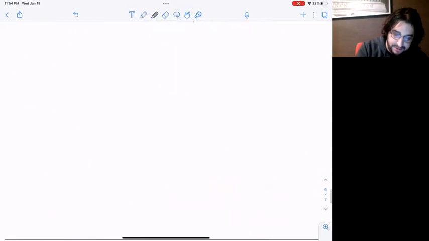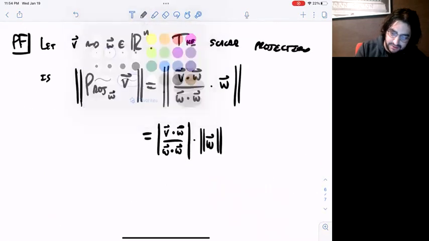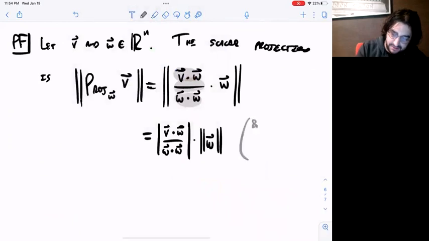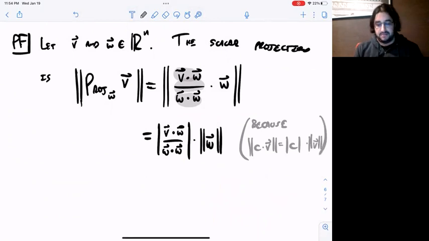And I'll put a little side note. This isn't really part of the proof, but it could be. I'll put a little side note because of this property, right? So I'm applying that where C equals that whole big fraction.